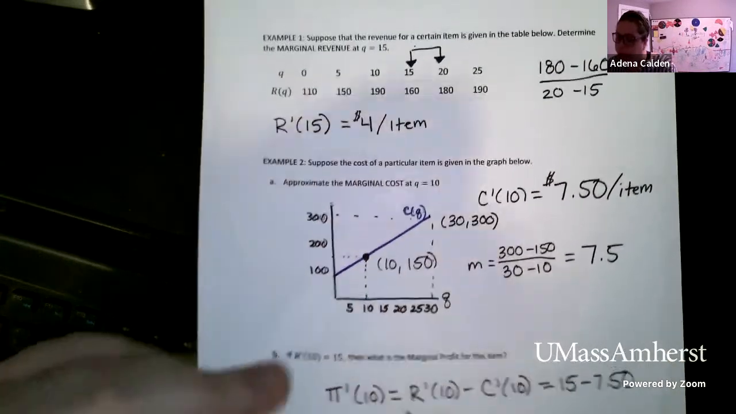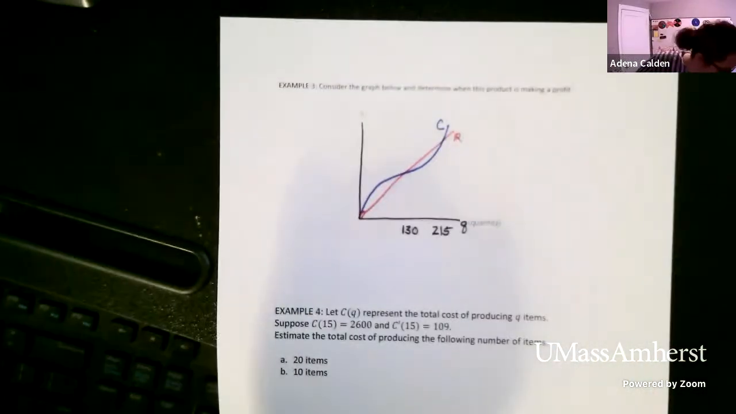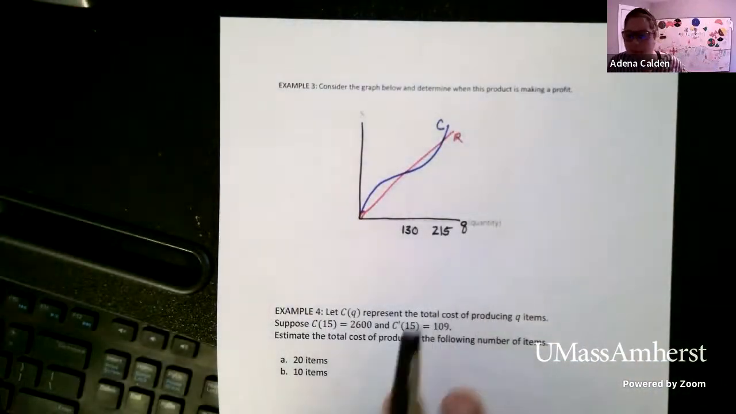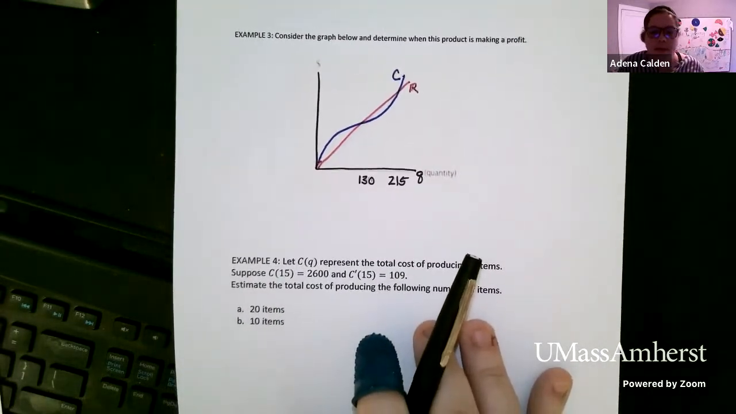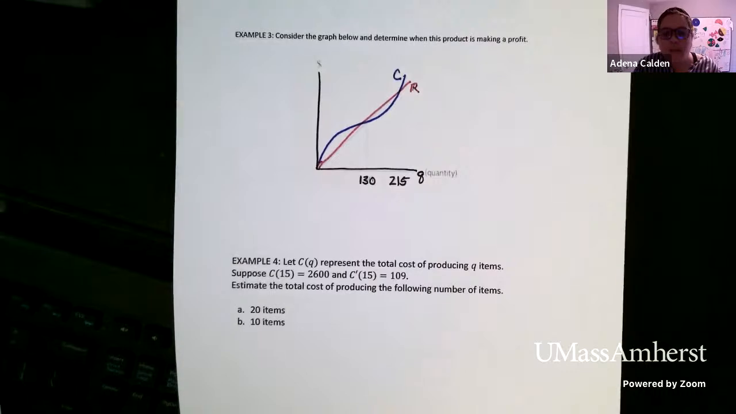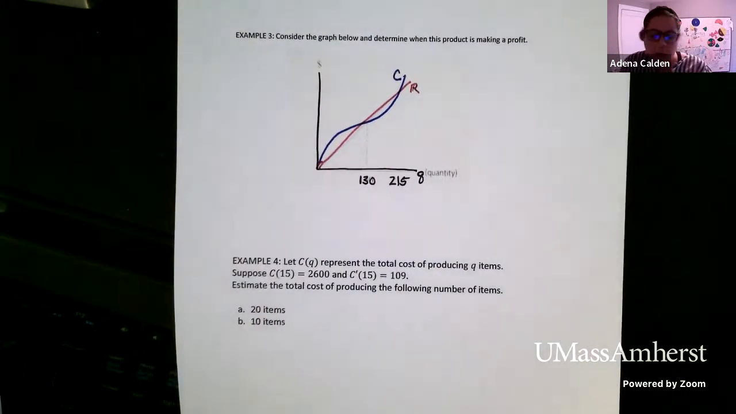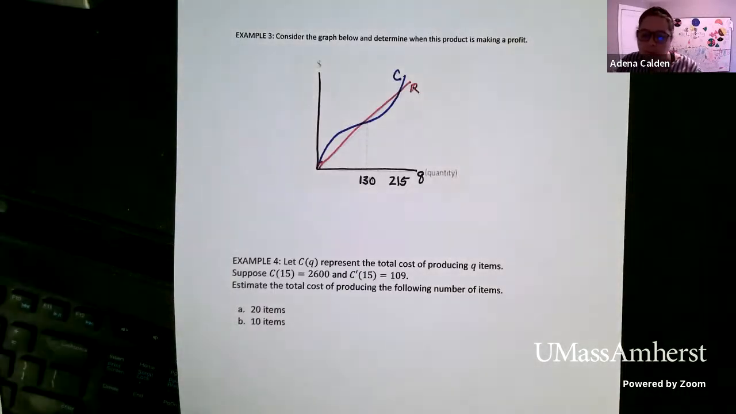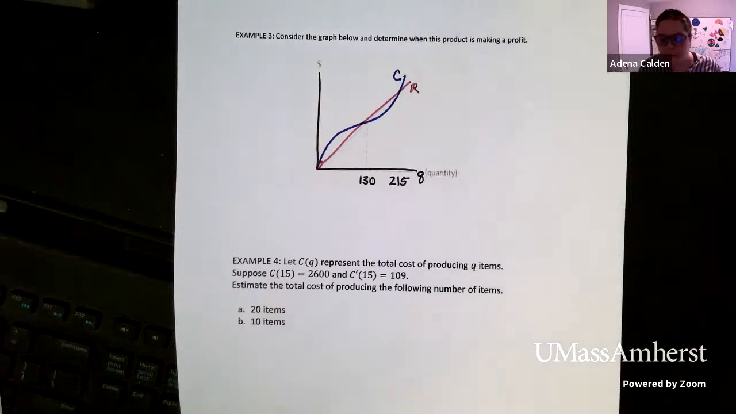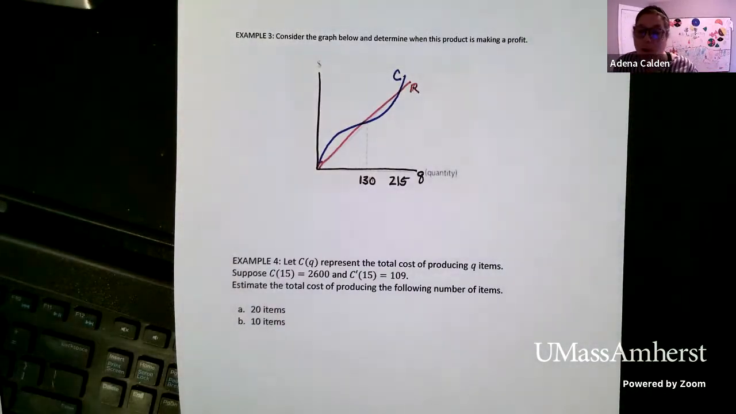Okay, so let's take a look at this example. This is one that has a lot of information that sometimes gets a little bit lost in the shuffle. So there's a lot of good things that can come out of this. So consider the graph below and determine where this product is making a profit. So this first part where it's making a profit, we can work out without too much trouble, but there's a lot of things happening behind the scenes that I want to talk about as well.